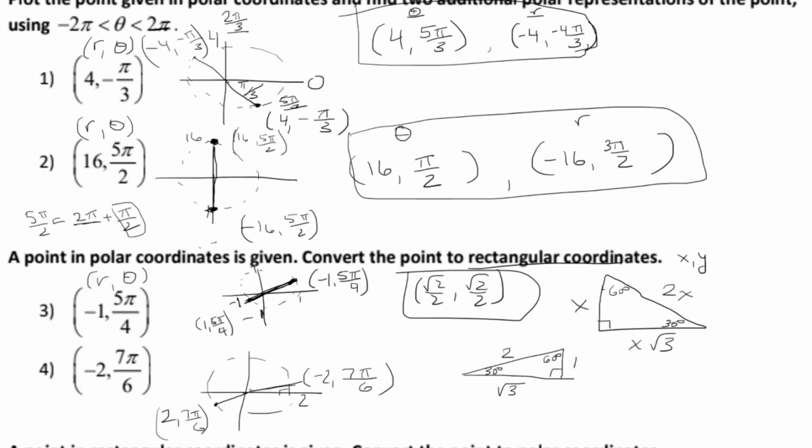If you don't have this memorized, you can also use sines and cosines, or rather unit circle facts. We know for 30 degrees, it's root 3 over 2 comma 1/2. But here, this is radius 2, so we have to multiply these by 2. So the x is root 3 and the y is 1.